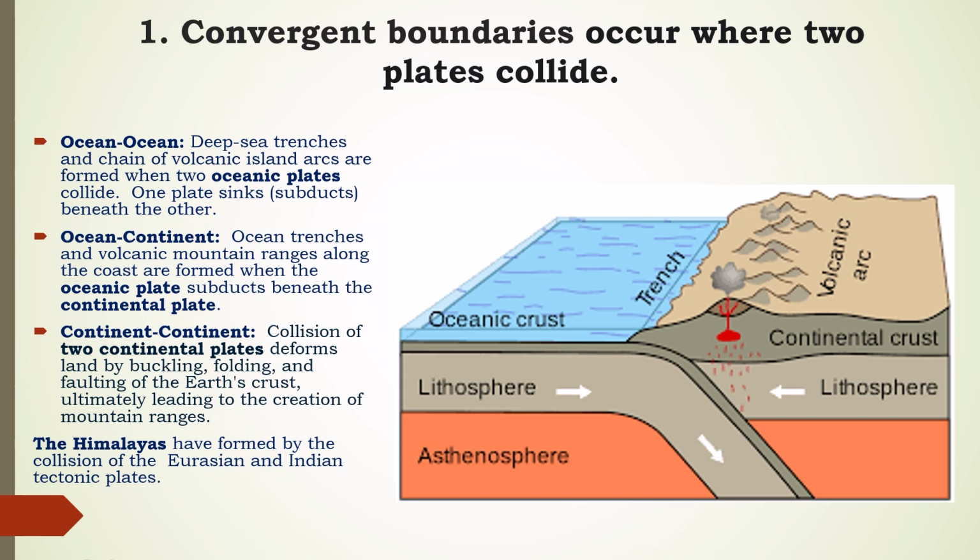continental plate. Continent to continent: collision of two continental plates deforms land by buckling, folding, and faulting of the Earth's crust, ultimately leading to the creation of mountain ranges. The Himalayas have formed by the collision of the Eurasian and Indian tectonic plates.